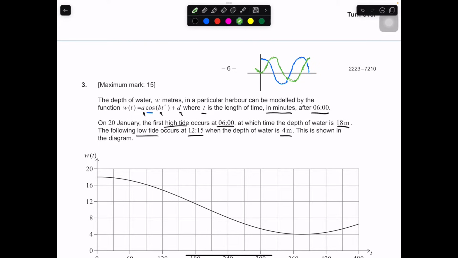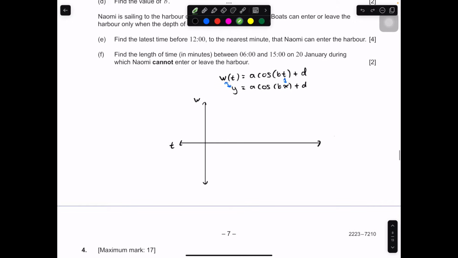So the sine function starts here, the cosine function starts here. So this would be cos of x, and then this would be y is equal to sine x. And the IB will always give you either a cosine or a sine. In this case, we're starting from our maximum, so we've got a cosine here. Okay, so now what are these values? What are these values of A, B, and D here?